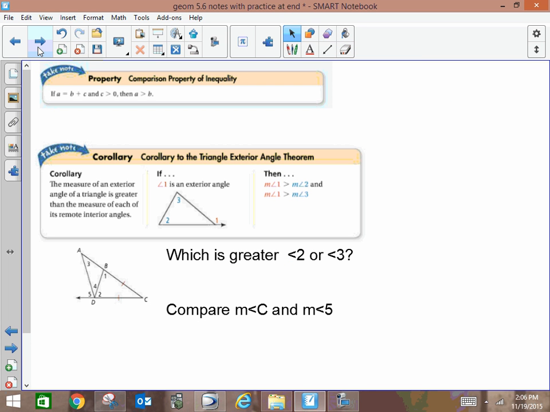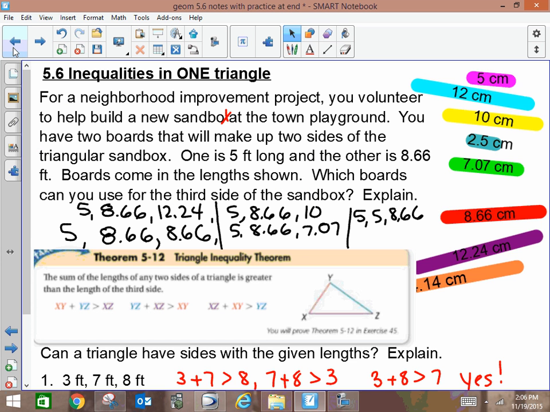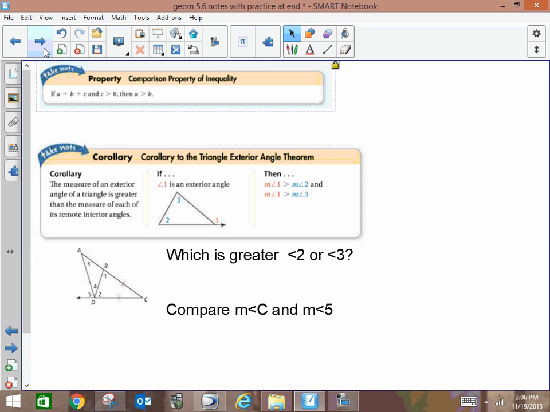Let's look at the comparison property of inequality. This is kind of like random little things, but they're talking about inequalities. So that's why they seem random, but they're really not. Okay, let's think about this. It says if A equals B plus C, and C is greater than 0, then A must be greater than B. Does that make sense? Because you're adding something to B to get A, then A must be bigger if C is a positive number. Okay?